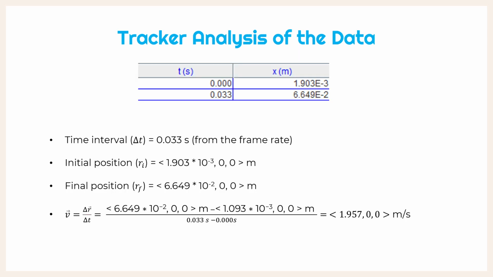Here is a snapshot of the data from Tracker for the first two frames. You can see the change in time, initial position, and the final position. I used the equation v equals change in position over change in time. I was able to calculate the initial velocity to be approximately 1.927 meters per second. And this value was then used in the simulation.